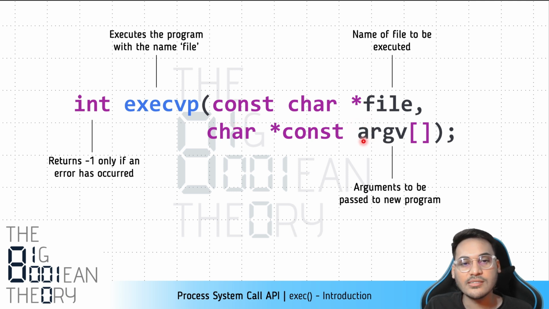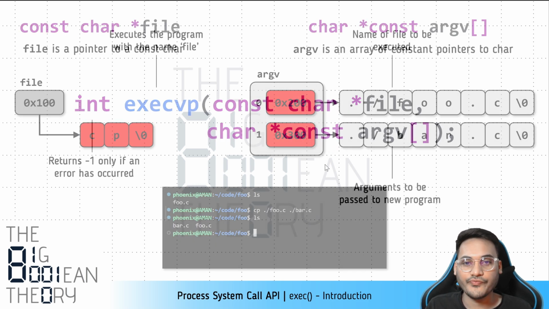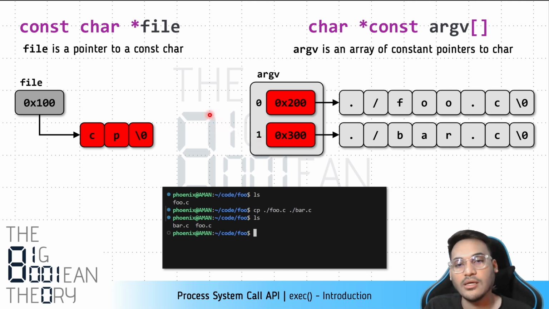So first of all, let us understand these two arguments in more detail, because this declaration, that is const char star and char star const, can be confusing. Before seeing the examples of execvp invocation, we are first going to understand the difference between these two expressions. This slide explains the difference and helps us understand the type of each argument.